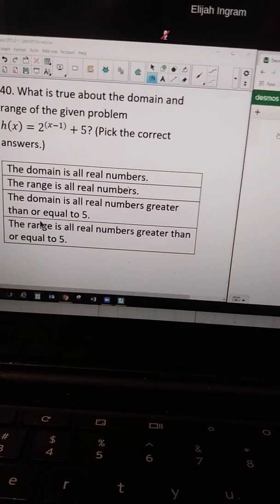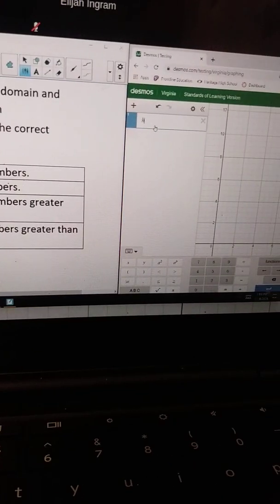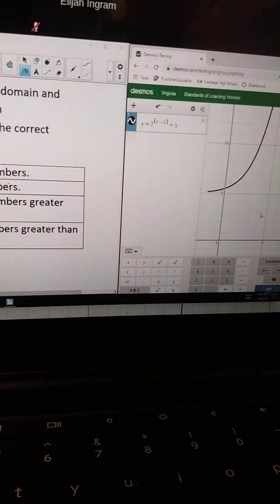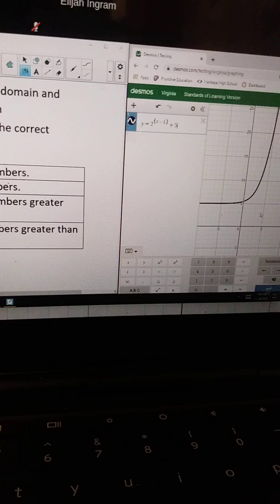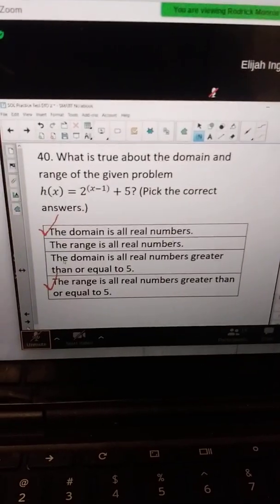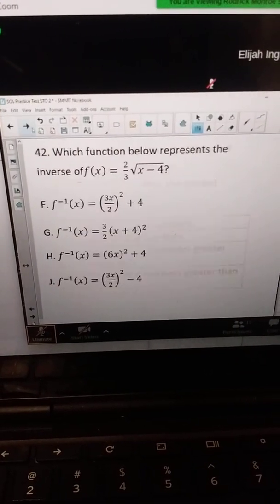Let's type this one in. Okay, I want you to look at that and be able to tell me the domain and range. Moving on.